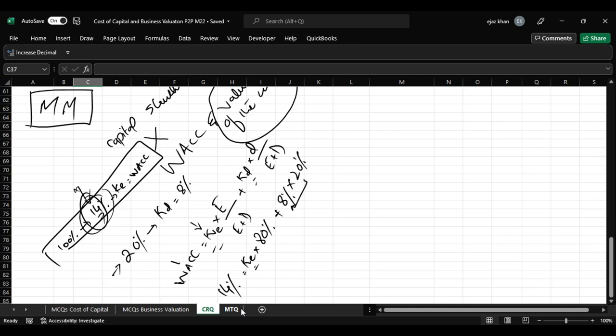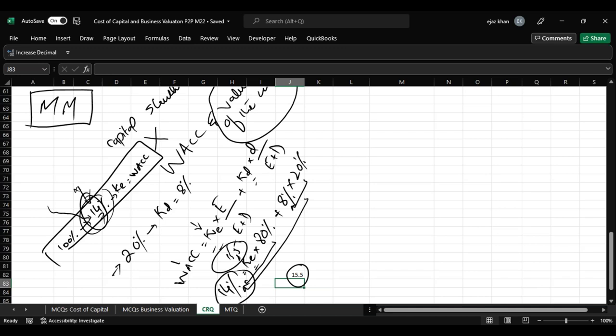Take 20% of 8. What will be 20% of 8? 1.6. This 1.6% will now be subtracted from 14, and that's 12.4, which will be divided by 80%. So cost of equity will increase to 15.5%. The investors who were earlier good with 14% return will now start asking for 15.5% return because of the financial risk. And because the cost of equity will increase from 14 to 15.5%, it will keep your WACC constant.